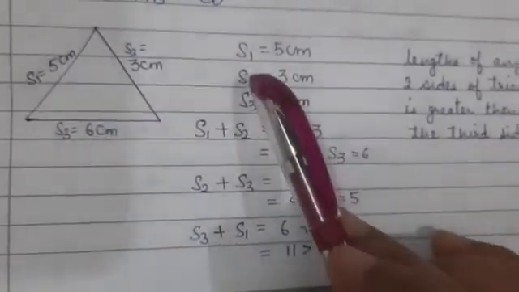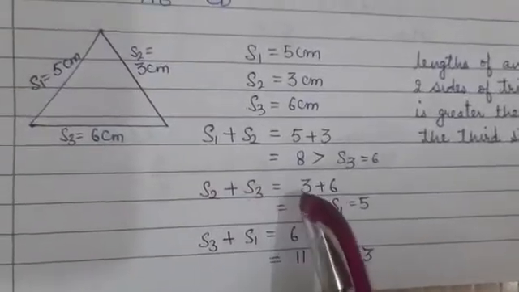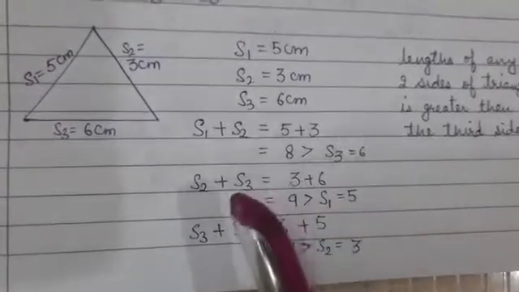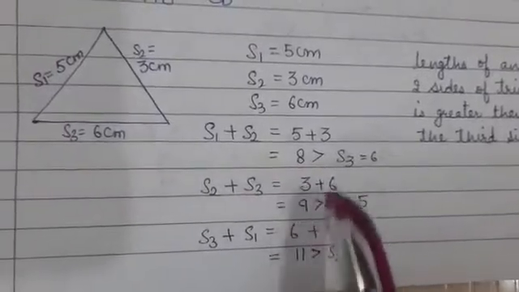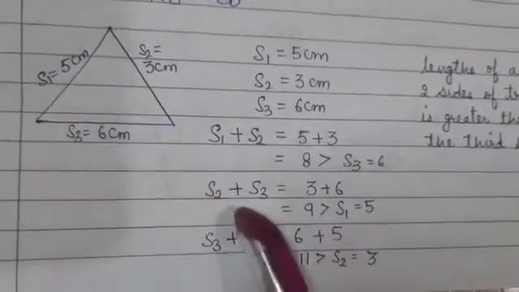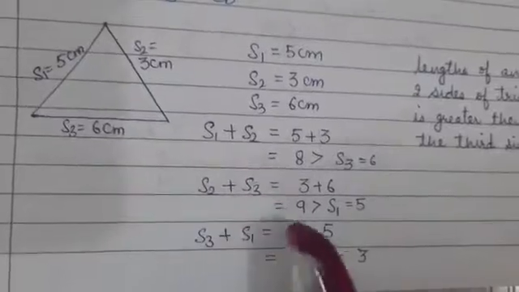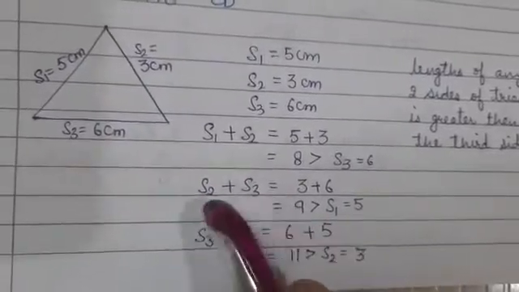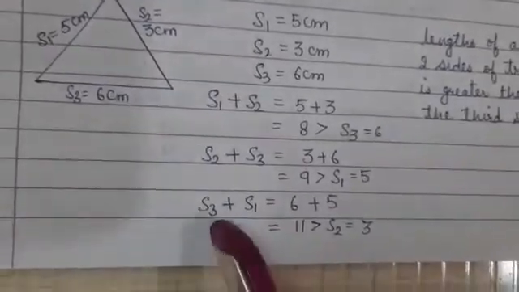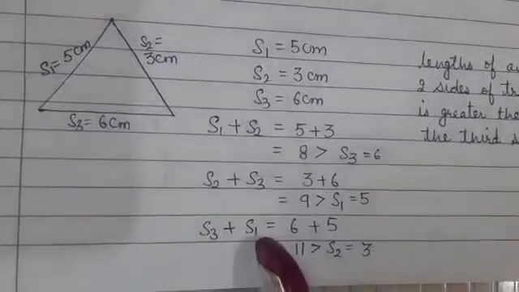Then I have done the sum of side 2 and side 3. S2 plus S3. S2 is 3 and S3 is 6. So the sum of side 2 and side 3 is 9. And when I have compared the sum of these two sides with the third side, which is S1, it is 5. So here again I have got the sum of two sides of a triangle is greater than the third side. Then I have summed up side 3 and side 1.